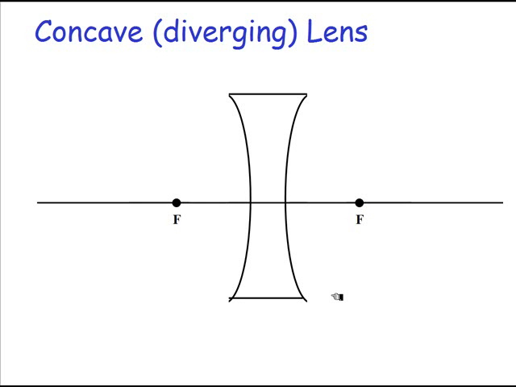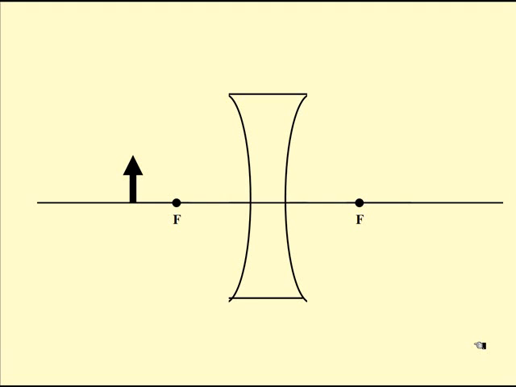Our last discussion of ray diagrams involves concave or diverging lenses. In a diverging lens, we have two focal points. We'll use both of those to determine the position of the image. So here's an object that is placed outside the focal point, and the first ray is drawn parallel to the principal axis, and it refracts as if it were moving away from this focal point.